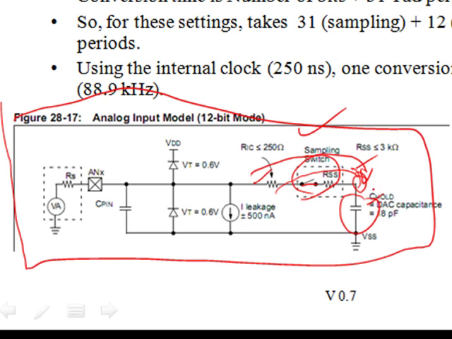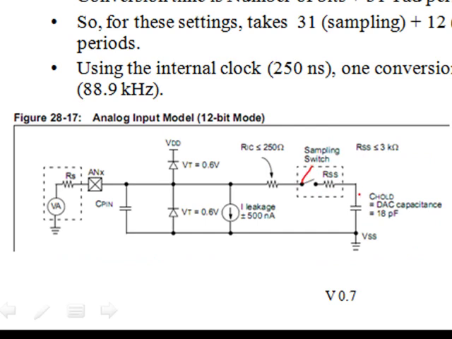Once we have made this holding capacitance voltage equal to the input voltage, we will then open this switch and convert this voltage. We want this voltage to remain steady during the conversion, which is why we open this switch, because the voltage out here can be changing and we want a stable voltage. This process of closing the switch, charging up the holding capacitor, and then opening the switch is called a sample and hold operation.